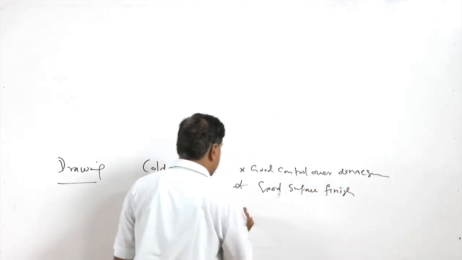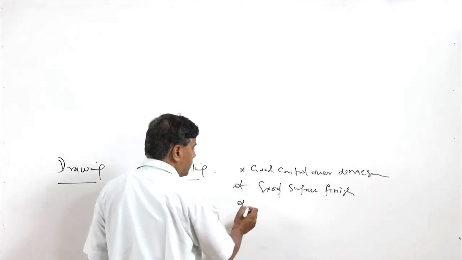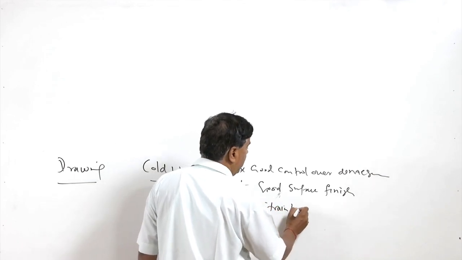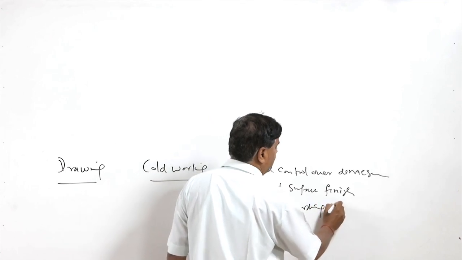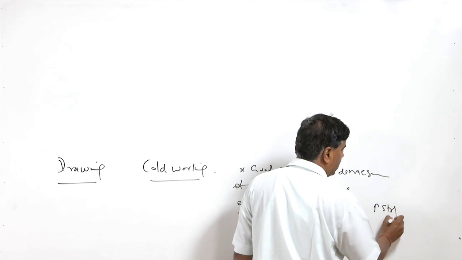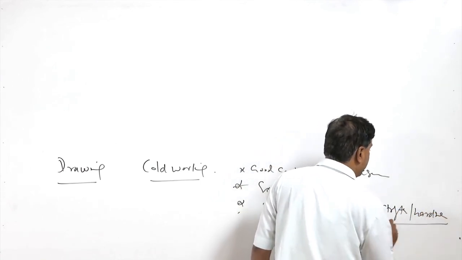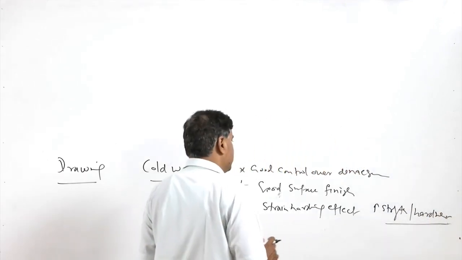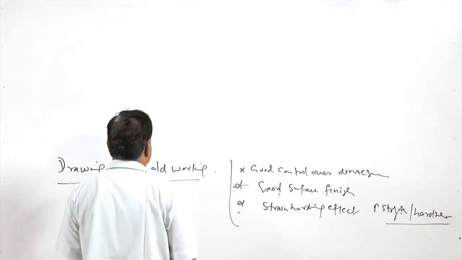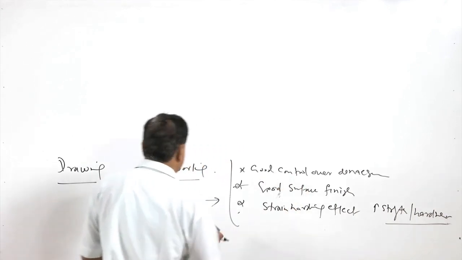Since this is carried out under low temperature conditions, below the recrystallization temperature, it offers the strain hardening effect. Because of the strain hardening, the strength and the hardness of the drawn wire increase. So these are some of the positives of the wire drawing process.